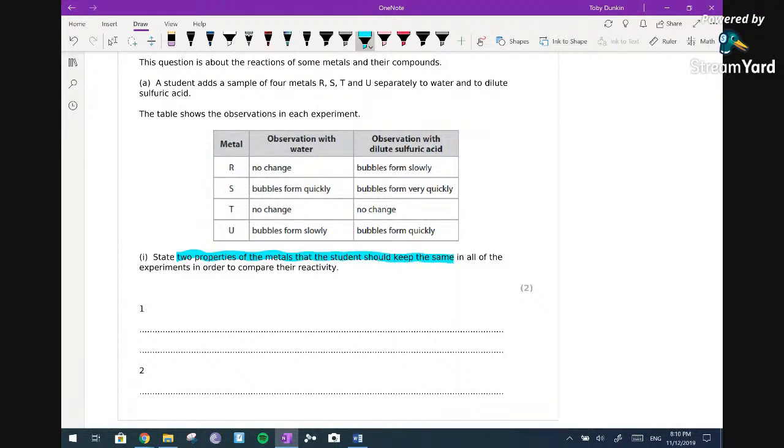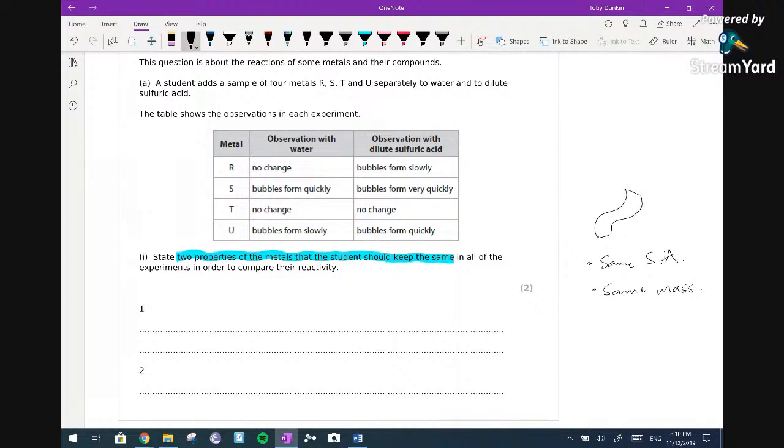2 properties of the metal the student should keep the same. Properties of the metal. Right, well, when we were doing our comparisons, we were doing our little ribbons. So what properties of our metal should we keep the same? We need to keep same surface area. That would be a reasonable one. Not, by the way, very difficult to control. Same mass of metal.